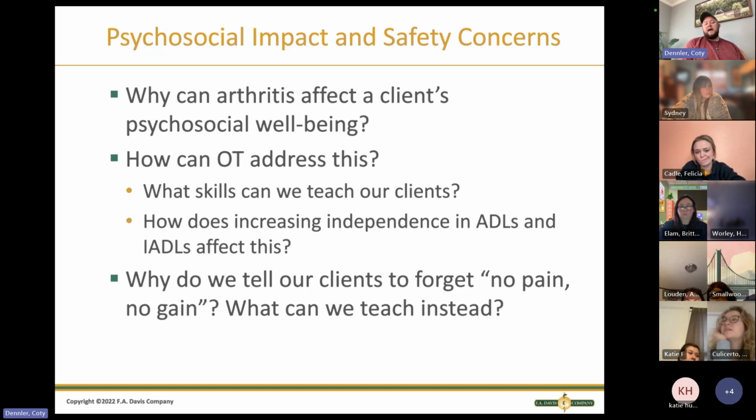All right. The last part of this is, why do you think we tell our patients to forget no pain, no gain, especially with arthritis? So that whole saying of no pain, no gain that we hear a lot, that's a lie. Pain is a receptor from your brain saying, listen, stop. You're damaging the joint with arthritis. Why should we tell them to stop, and what should we teach them instead?